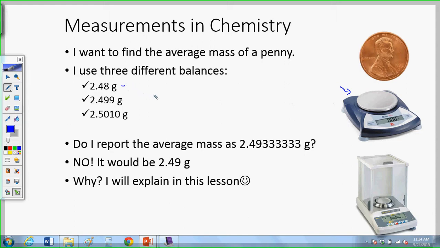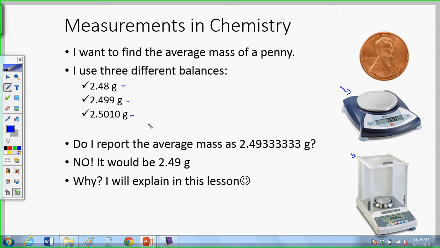I thought, okay, that's good. So I went and found another balance, and I found that the mass of the penny on that balance was 2.499 grams. Thought, okay. Then I found a really fancy balance like the one over here, where it has a door and you have to open the door, you put your sample in, and it gives you tons and tons of decimal places. The one I used happened to be a 4 decimal place balance. And I found the mass of the penny was 2.5010 grams.